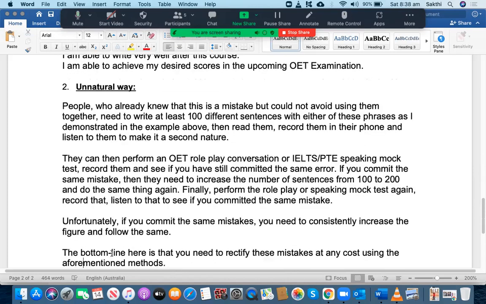Yes, okay, sir. What about the unnatural way? What is the unnatural way? Okay, there are people who already know that this is a mistake, but they cannot avoid using them together. So there is another strategy for them.